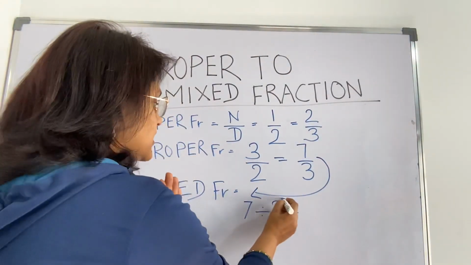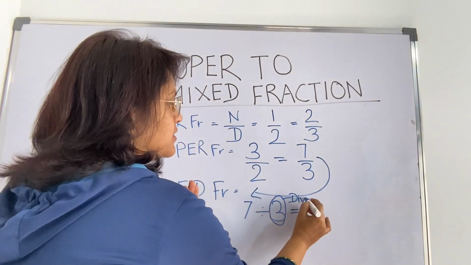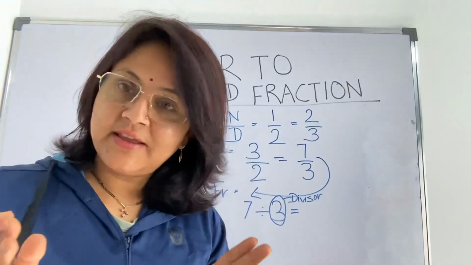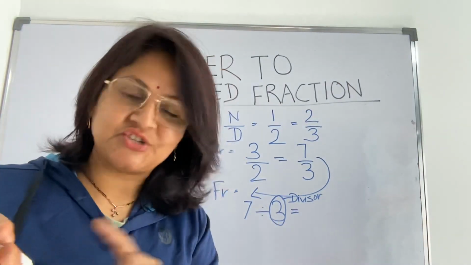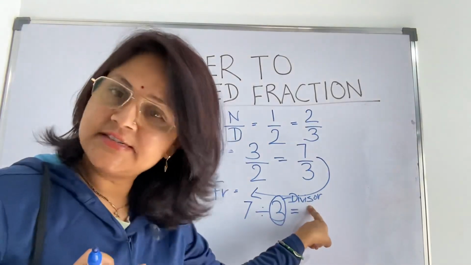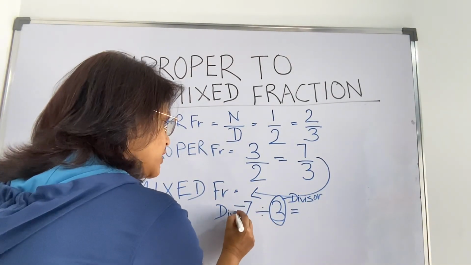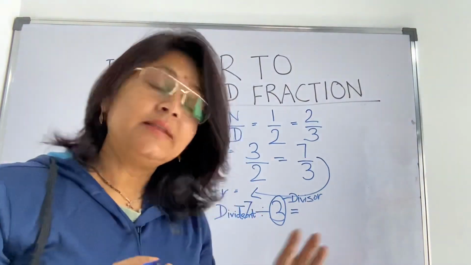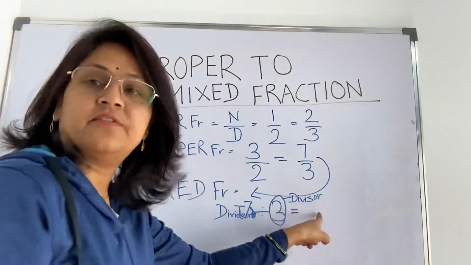So this is a divisor. This should be made very clear, because I'll be giving a formula for converting the improper fraction into a mixed fraction. This is a divisor, and this is a dividend. Going forward, we should not get confused with the letter D. That is why I am making it clear: this is the dividend and this is the divisor.